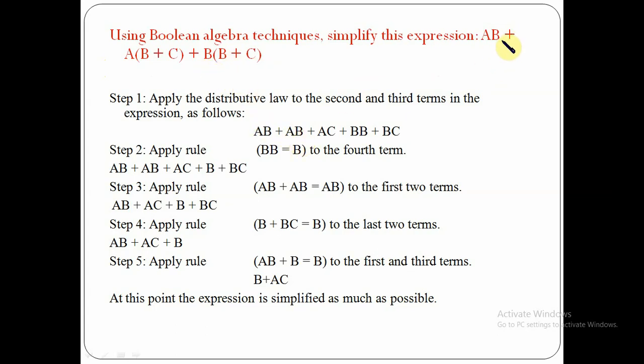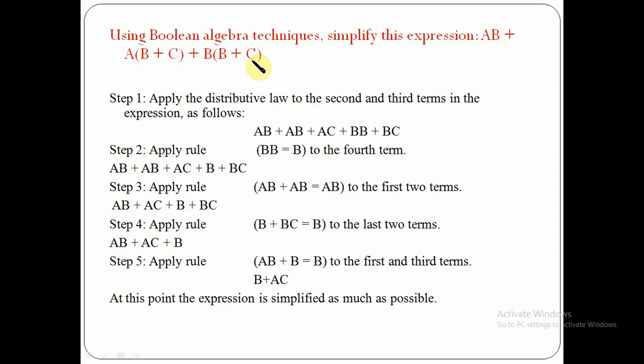Okay, AB plus A(B plus C) plus B(B plus C). This is the example. Then you have to apply the distributive law on the second and third term. And then what equation will we get? We multiply in the brackets, that is AB plus AC.